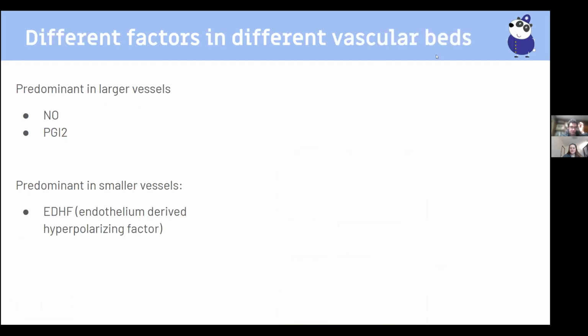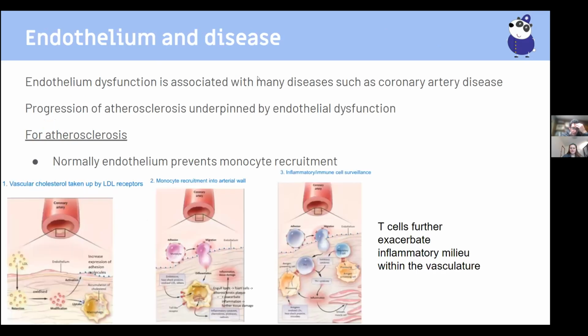There are different factors in different vascular beds. In larger vessels, you mostly have nitric oxide and prostacyclin. In smaller vessels, you have this thing called endothelium-derived hyperpolarizing factor, which is still quite a lot not known about, but they know it exists.